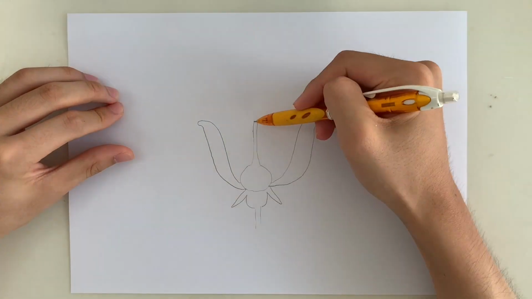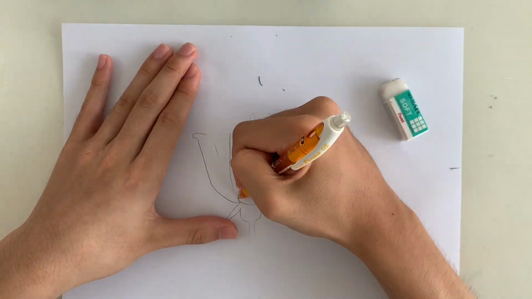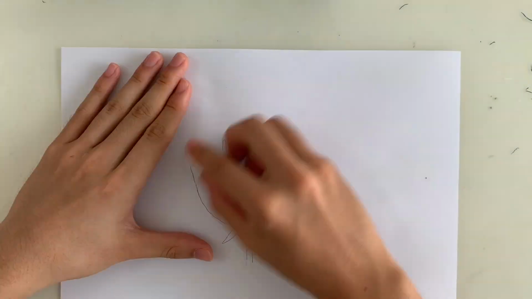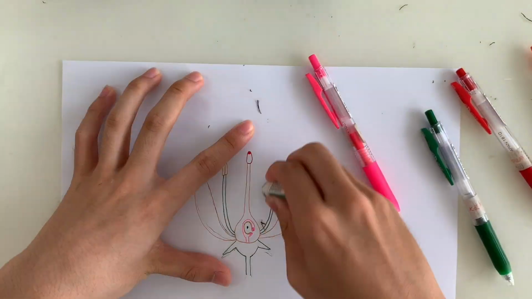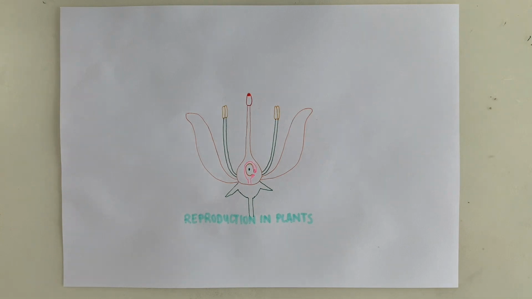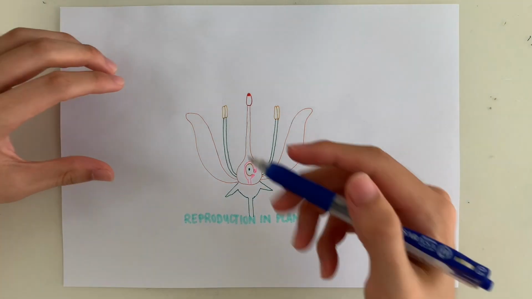Today, we will be doing a short mind map on reproduction in plants. Sexual reproduction in plants occurs at the flowers, whose half section can be seen here. Let's begin with the male reproductive parts of flowers.